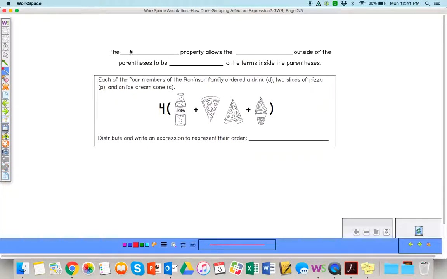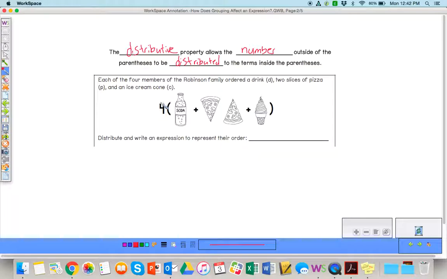It says the distributive property allows the number outside of the parentheses to be distributed to the terms inside the parentheses. It says, each of the 4 members of the Robinson family ordered a drink, 2 slices of pizza, and an ice cream cone. Distribute and write an expression to represent their order.